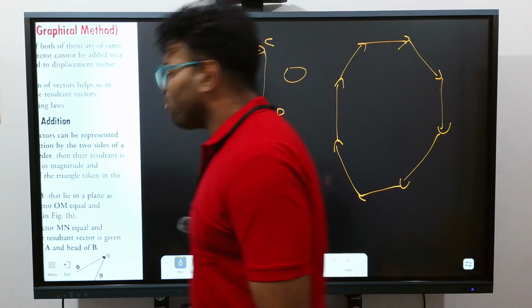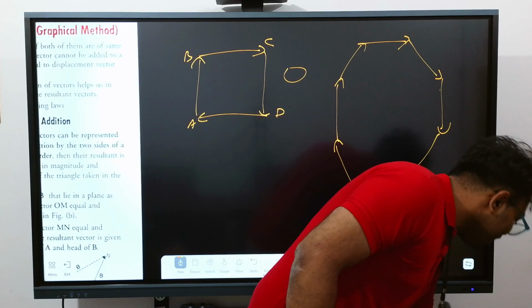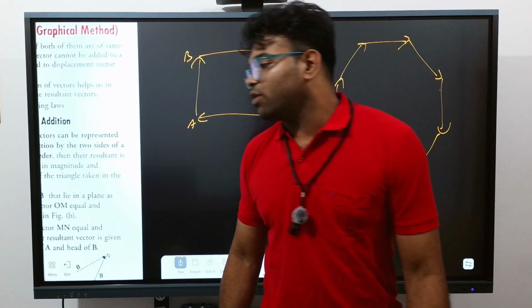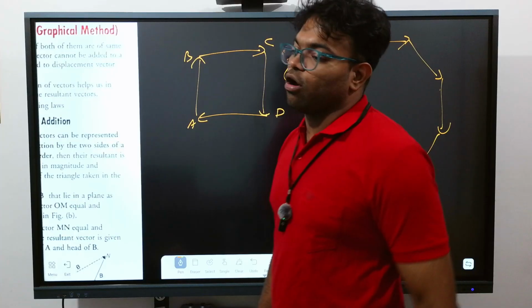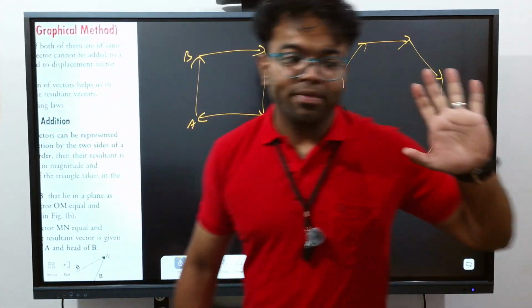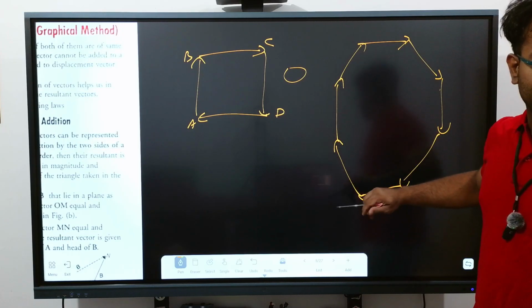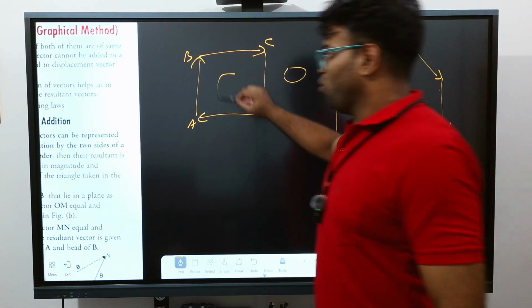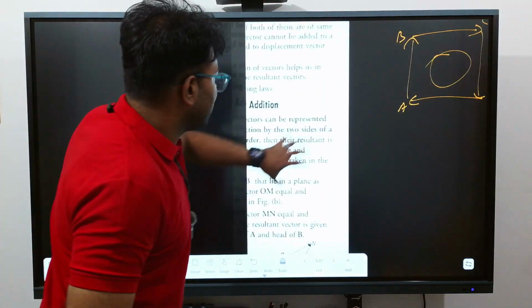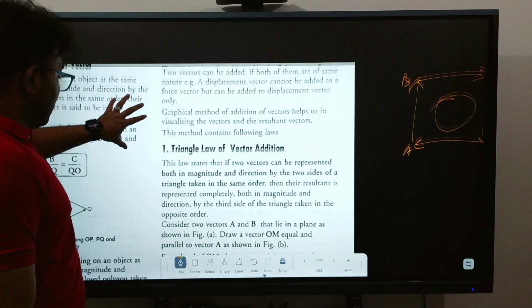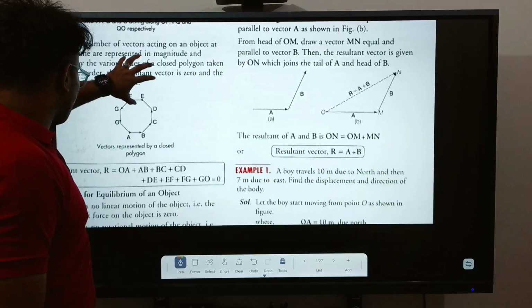It can be n number of vectors. The only thing that matters is, are you coming back to the original location or not? Sorry, I misspoke. Okay, are you coming back to your original location? If you are, then the resultant vector becomes 0. Understood? Clear? Next.